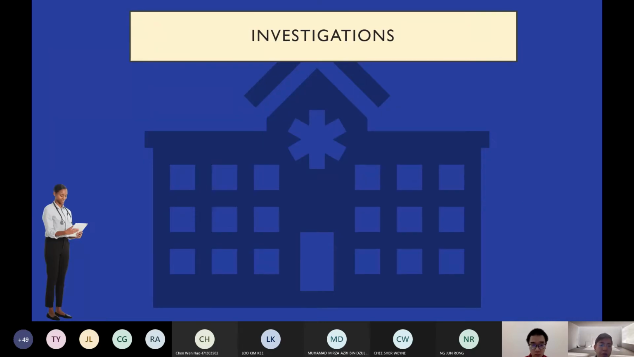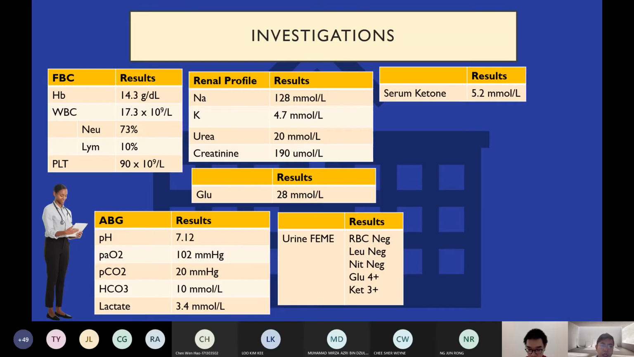Moving on, we did some investigations. Okay, anyone would like to comment on the current blood investigations?